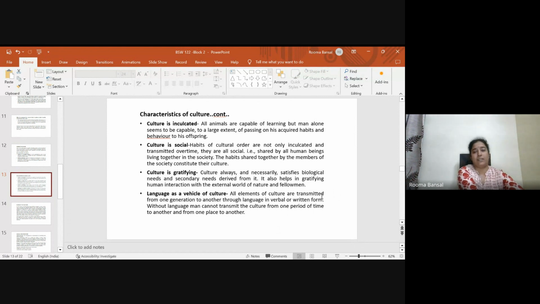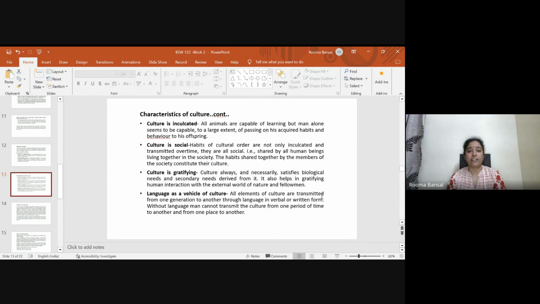Culture is giving you satisfaction. Okay? Means give satisfaction or pleasure, that is called gratify. The word meaning of gratify is give pleasure or satisfaction. Culture always and necessarily satisfies your biological needs and secondary needs. Biological needs, what? Food, clothes, shelter. You get these needs fulfilled by your family giving you the culture: eating habits, the way of dressing up. And secondary needs, whatever you have, again, by the first family you are getting it.